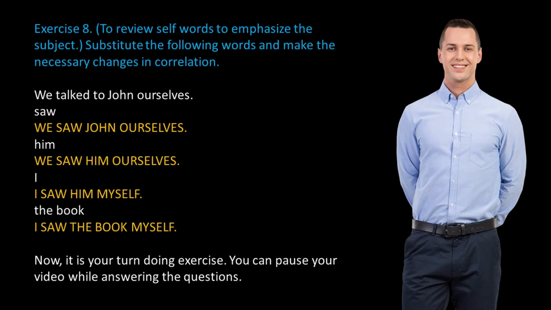Exercise 8. Exercise 8 is to review self-words to emphasize the subject. First, you substitute the following words, and then you make the necessary changes. Examples. We talked to John ourselves. Saw. We saw John ourselves. Him. We saw him ourselves. I. I saw him myself. The book. I saw the book myself. Now, it is your turn to do the exercise. You can pause your video while answering the questions.